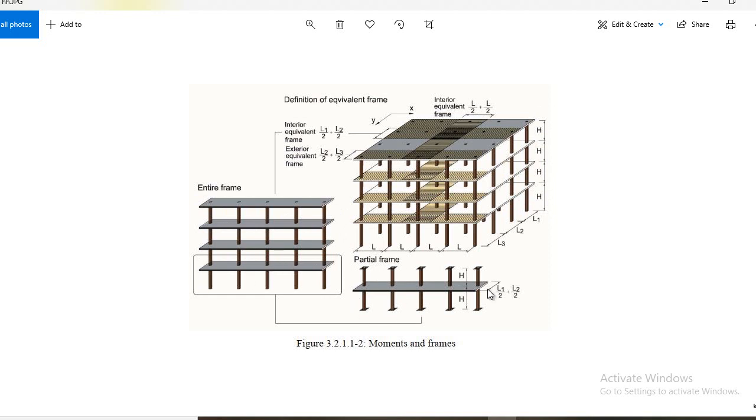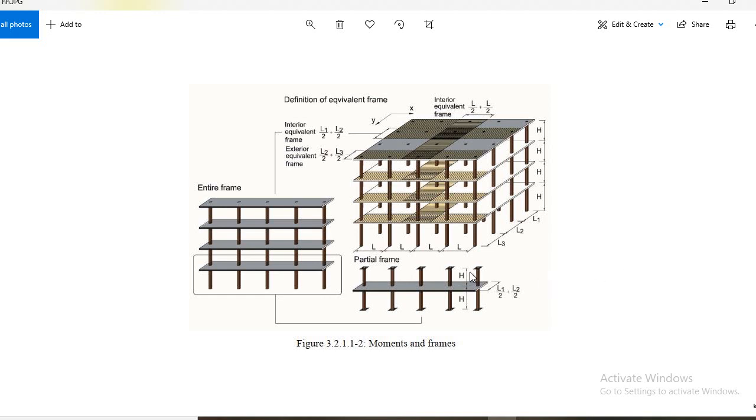Now the concept is that in the equivalent frame method, we convert this slab system to a horizontal member, which is known as the slab beam system. So a slab beam system, whenever we use the equivalent frame method, is the horizontal member. If there is a beam, we will find the combined stiffness of the beam and the slab and convert them into just a line member.